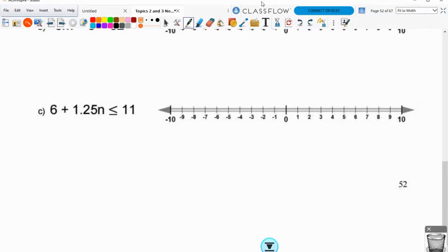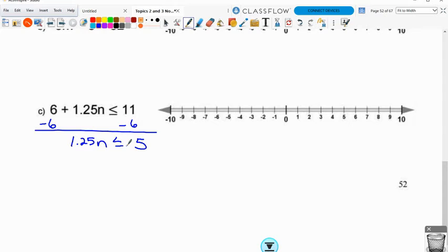In example C, we have 6 plus 1 and 25/100ths n is less than or equal to 11. The variable term is on the left, and it's got the constant +6 with it. So to remove that, we're going to start by subtracting 6 on each side. On the left, 6 minus 6 is 0, leaving us with 1 and 25/100ths n. On the right, 11 minus 6 is 5. And subtracting will preserve the symbol. So 1 and 25/100ths n is less than or equal to 5.